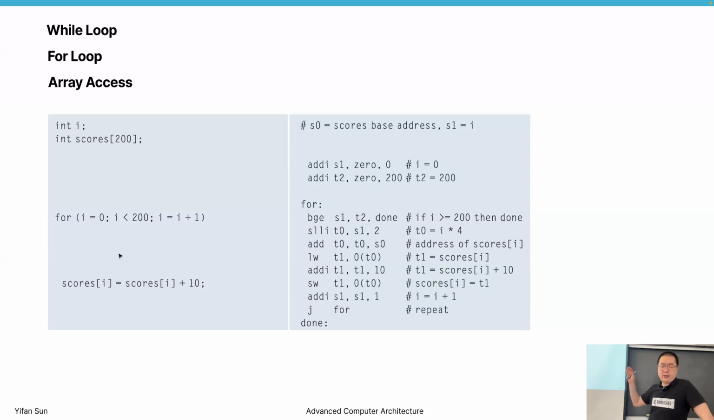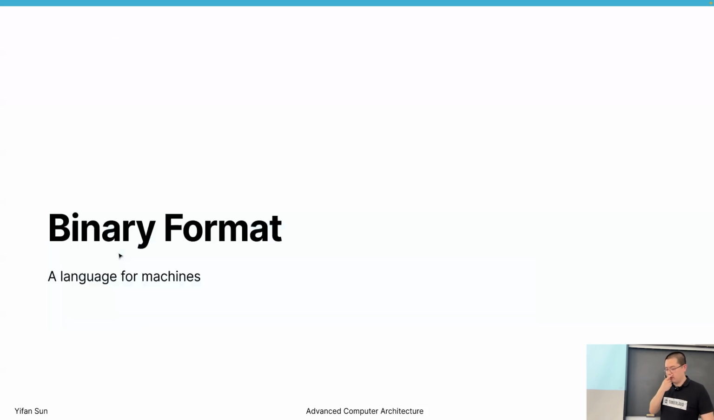I assume at this point you know how a program is constructed. There may be some programs that are very hard for you to write manually, but at least if I give you enough time, you should be able to write a program in assembly format, right? So starting from this point, let's work on the binary format, so how these instructions are encoded in RISC-V.